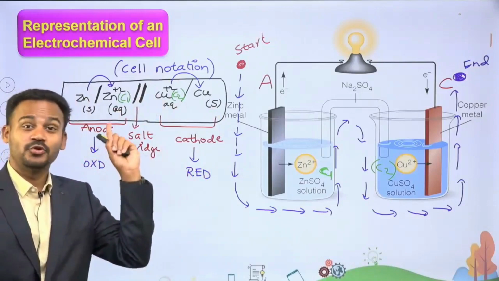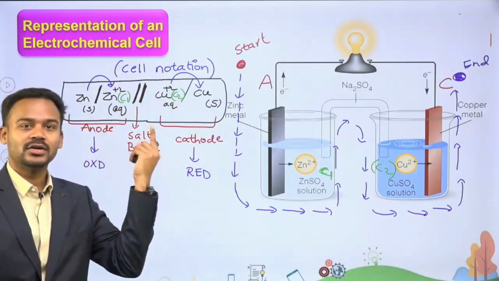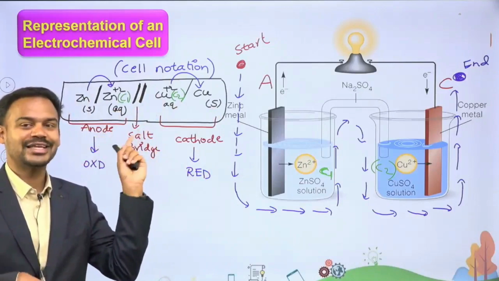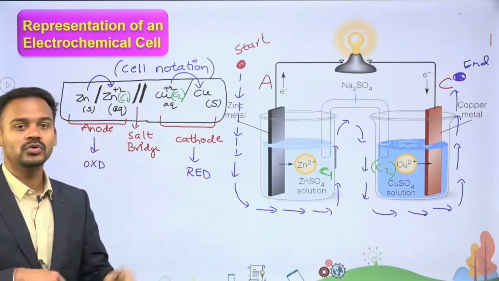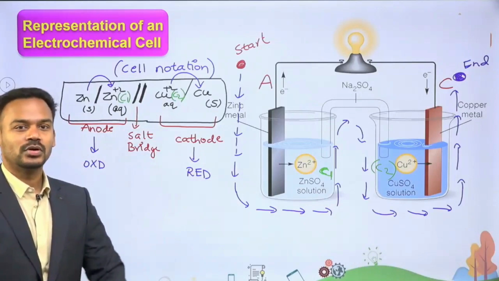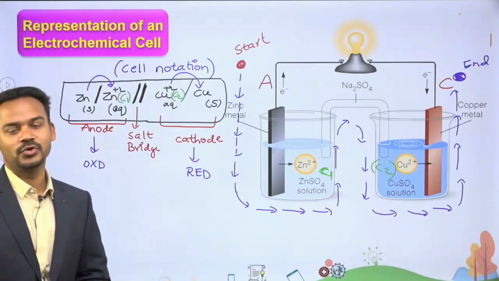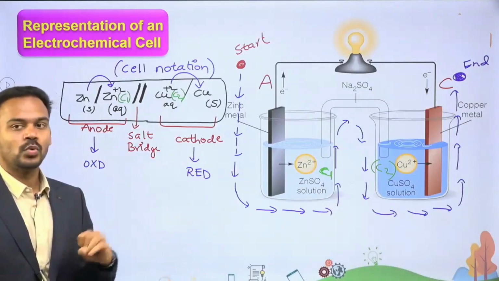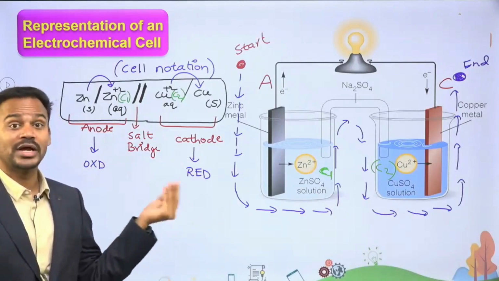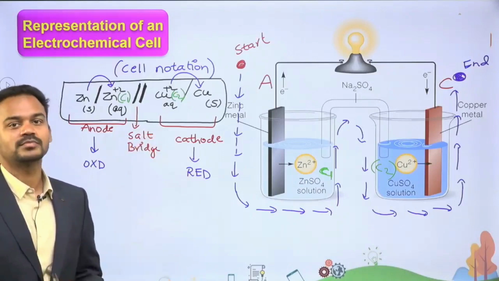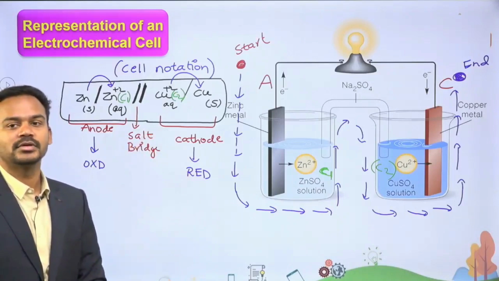So this is very important. If you do not know how to read or write the cell notation, it's quite difficult for you to handle the next part. The next part, whatever we are going to learn, will be very difficult for you. So you have to learn what is oxidation, what is reduction, how to write down their reactions, etc. Is that clear, everybody?